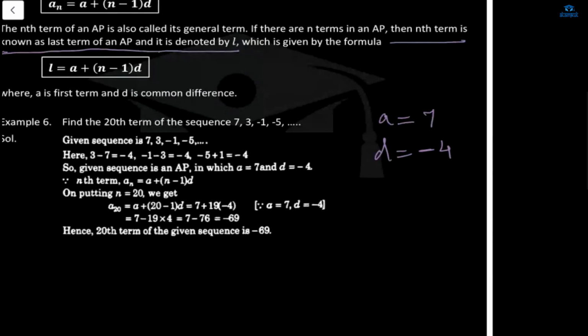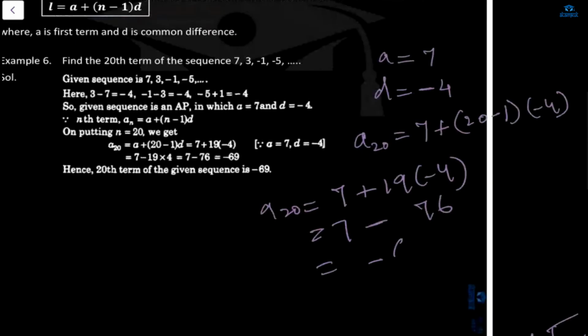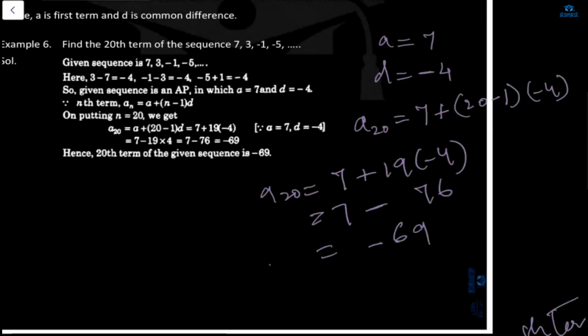Now the 20th term. A20 is equal to 7 plus (20 minus 1) times minus 4. So A20 will be equal to 7 plus 19 times minus 4. So A20 is equal to minus 69. Understood? Are you able to find any general term of an AP?